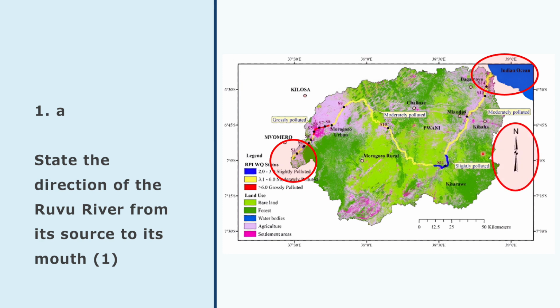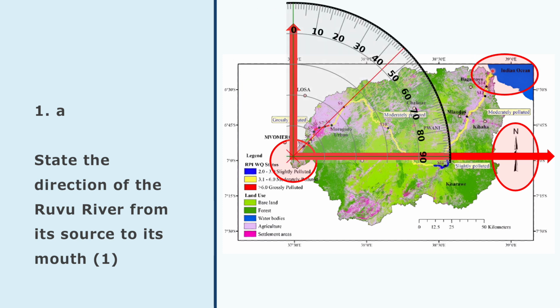Well, we can see that the orientation of the map is north is facing upwards. So we can just think about drawing some kind of angle between the north line and the Indian Ocean over here. You can see that this vertical line is going to be the north line, this horizontal line is going to be the eastern line, and so this 45-degree line here is going to be directly northeast.